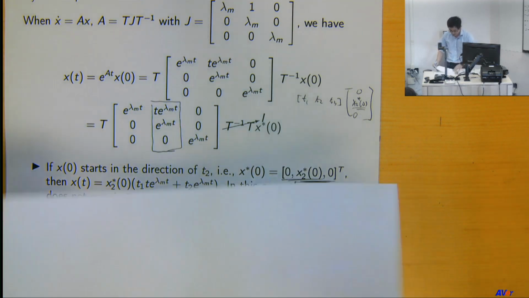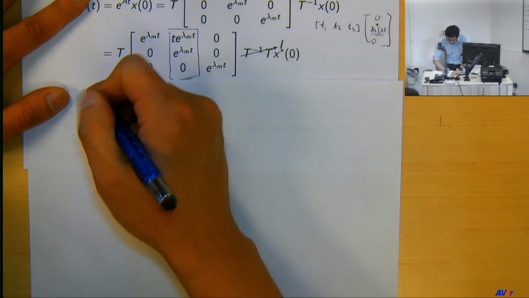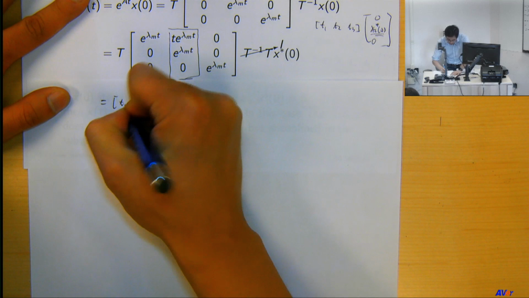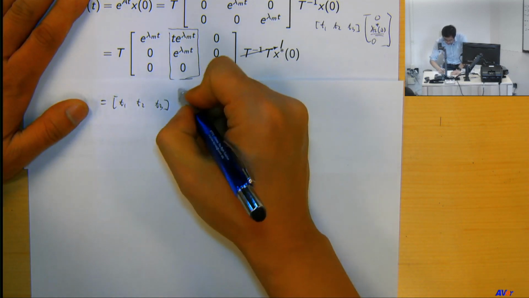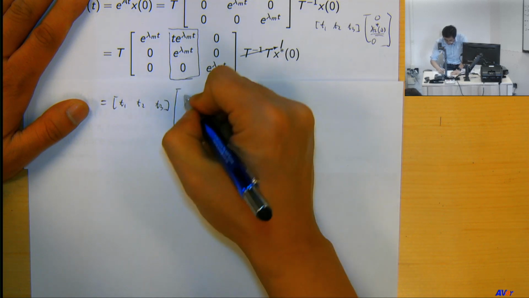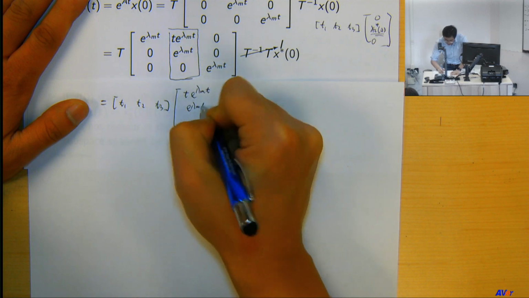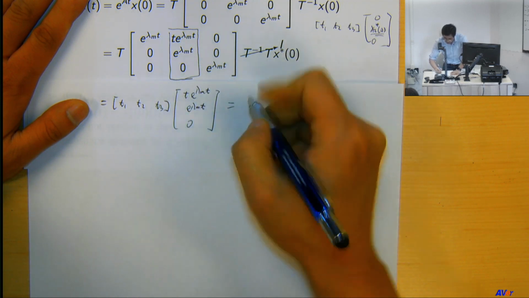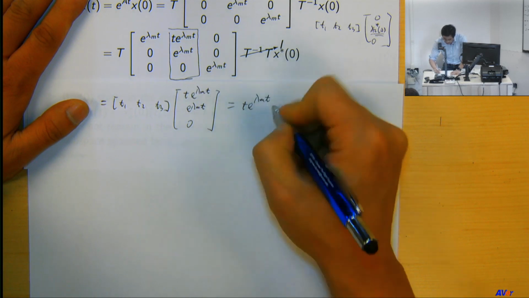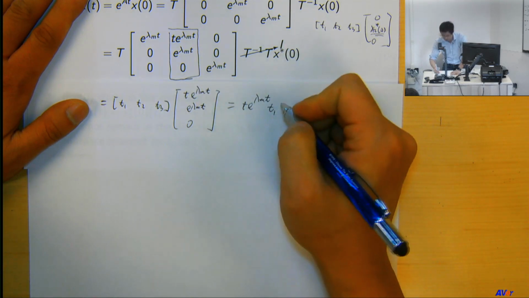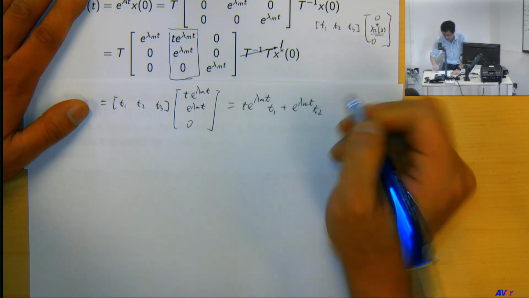So what we're going to get, continued from here, equals T1, T2, T3 times t e to the lambda t, e to the lambda t, 0. So it equals T1 vector times t e to the lambda t, plus e to the lambda t times the T2 vector.